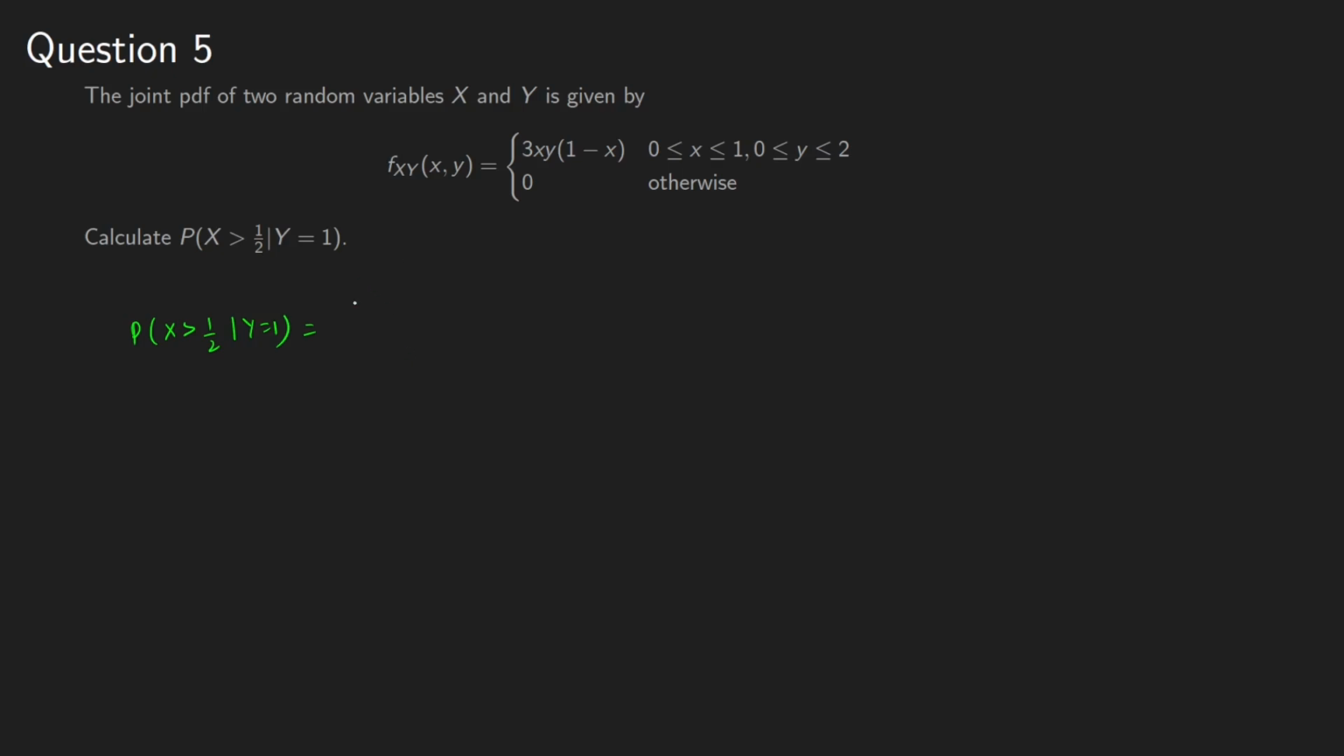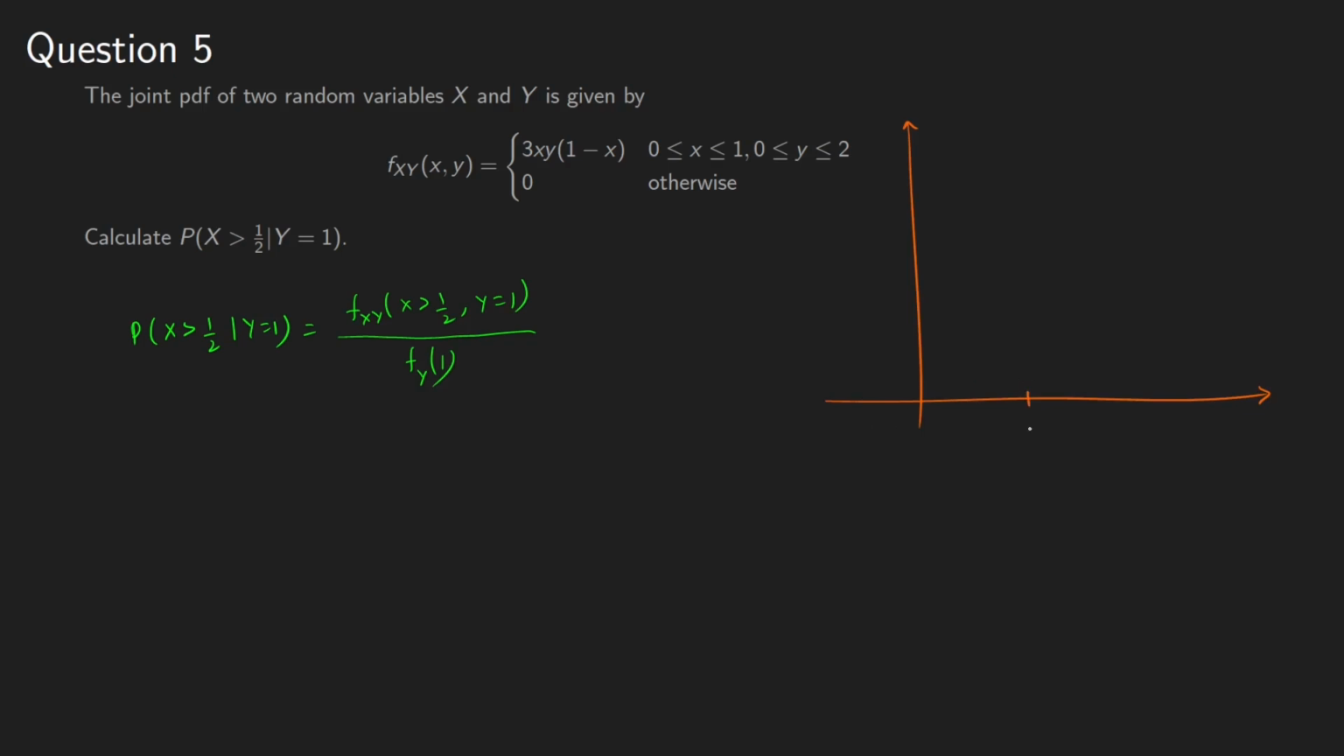In this case, the joint would be nothing but the joint PDF f_XY, where y has taken value 1 and x is greater than 1 by 2. Both of these events have happened. In the denominator, we will write the marginal of y at 1. We need to calculate these two things, and then we will be able to find this probability. But it's better if we visualize this situation so that it's more intuitive.